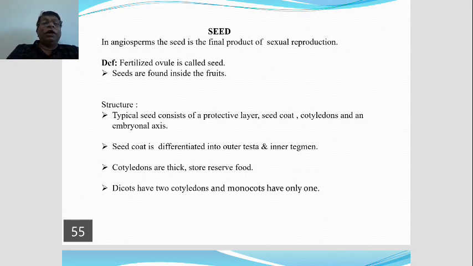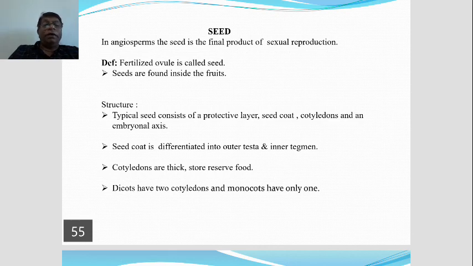Seeds, if we examine, are always found inside the fruits. It means the seeds are always found inside the fruits.